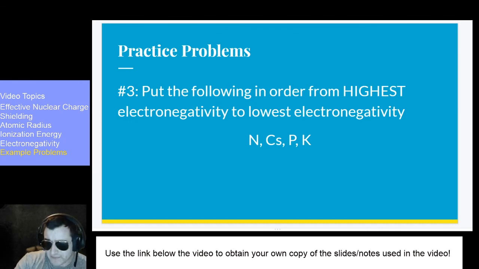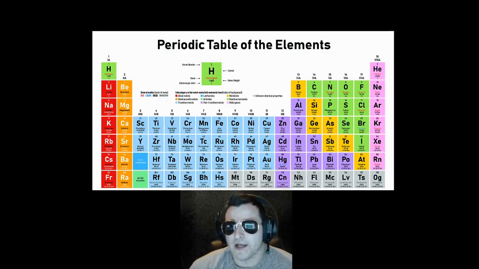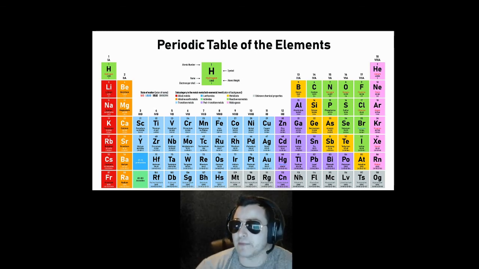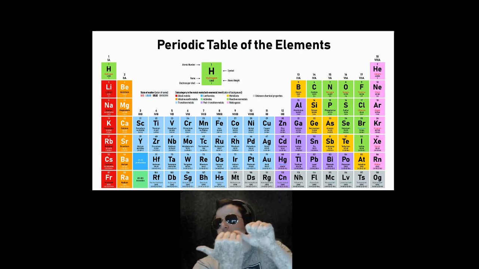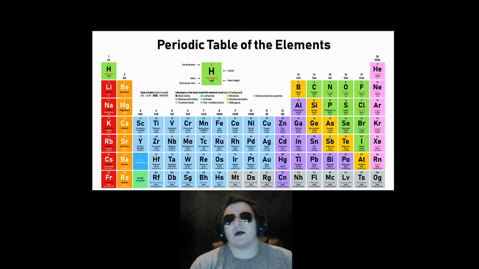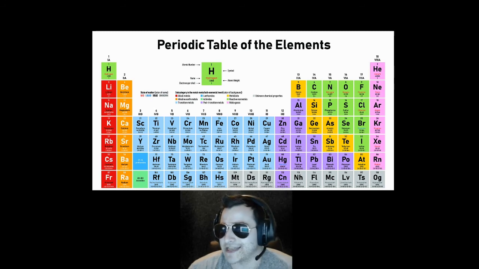So anyways, looking at our periodic table, nitrogen is absolutely the closest to fluorine here, and phosphorus is just below it. So I'm going to put those two at the highest. And then comparing potassium and cesium on the far left. Sorry, working backwards here on this camera. Potassium and cesium, of course, are in the alkali metals on that first column on the periodic table.